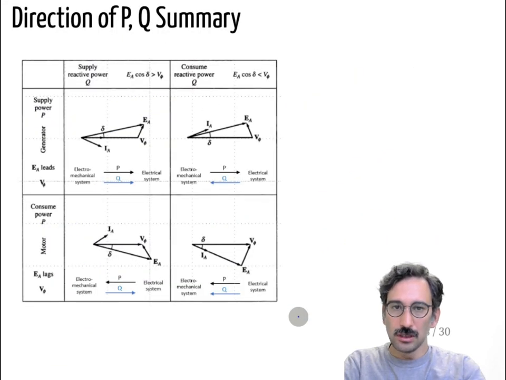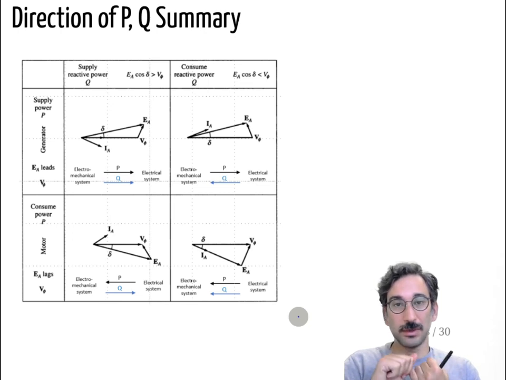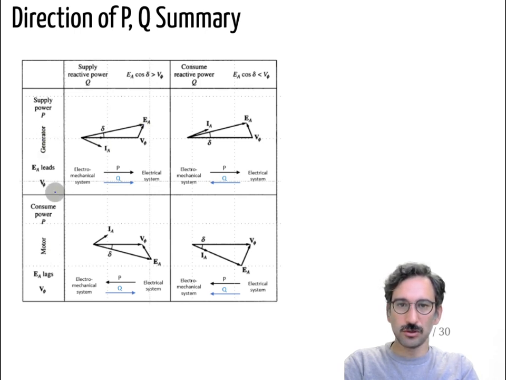Cool. In general, I think real power flow is more important to understand. The direction of the real power flow has nothing to do with the magnitudes of V1, VT or EF. That is really important. For reactive power, however, the magnitudes become more important. So here again, this is the generator, this is the motor, the same things that we discussed.